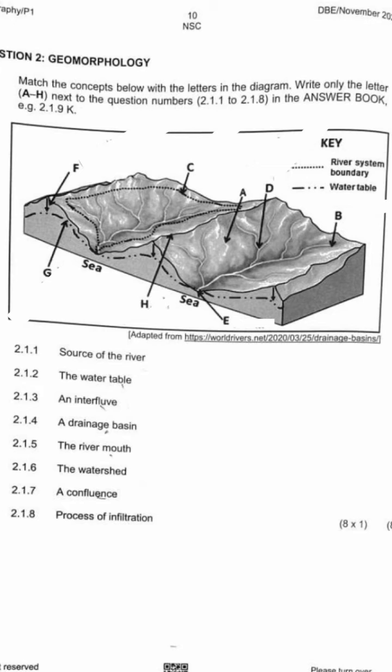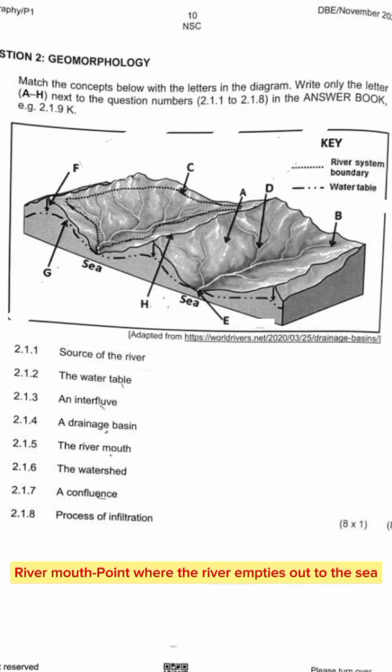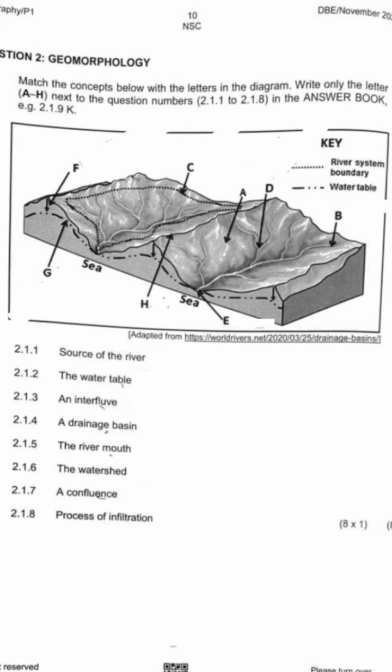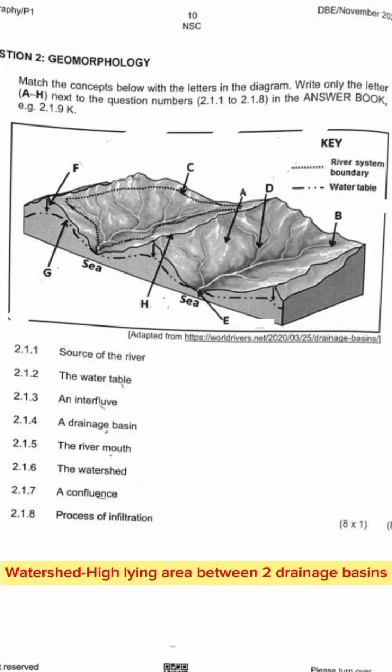2.1.5, the river mouth. Okay, the mouth, as I already discussed, it has to be E, because that is where the river empties out to the sea, or where the river meets the sea. So that is the river mouth. So I'm going with E for 2.1.5. Then 2.1.6, the watershed. Okay, so if you watch my TikTok videos, you should know all of these. You should have gotten all of these.